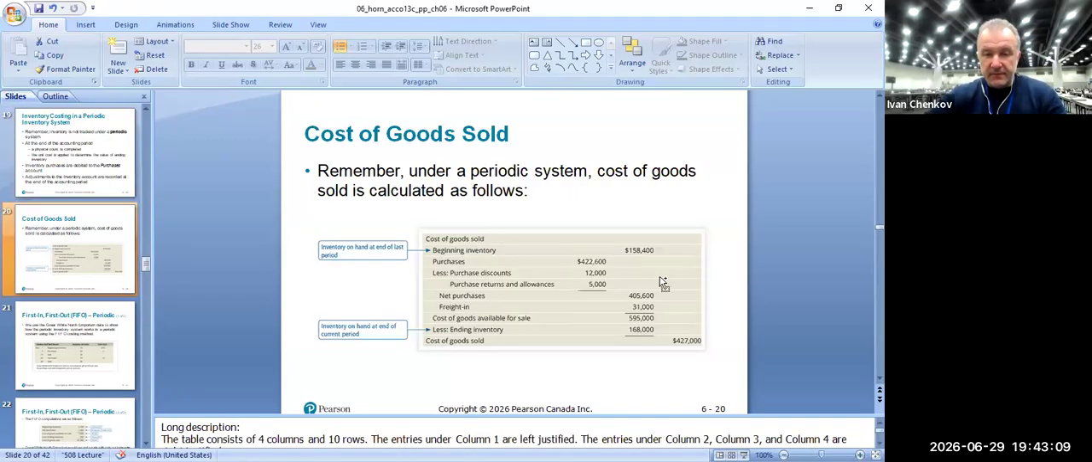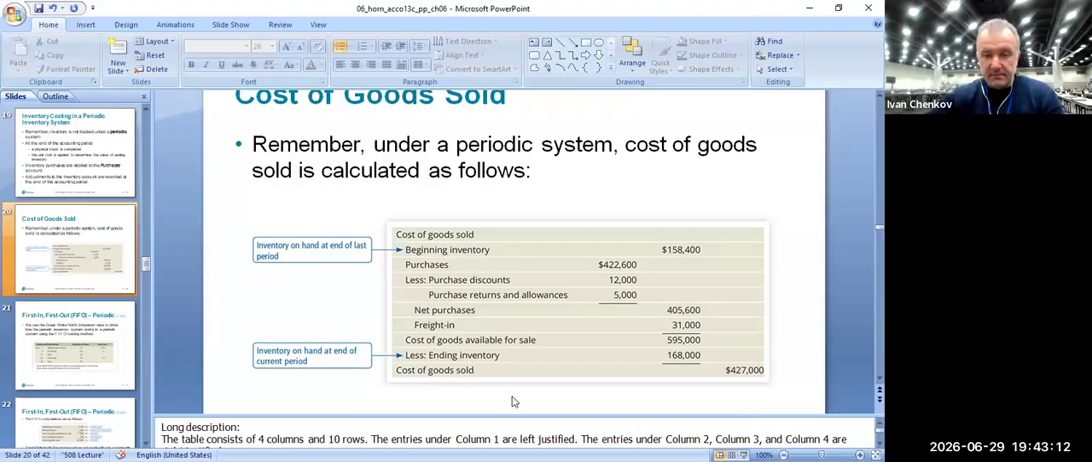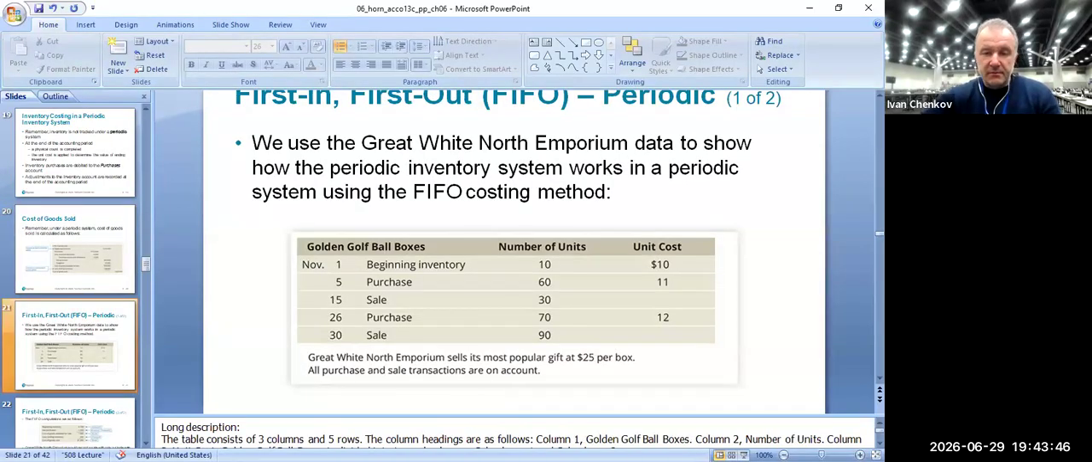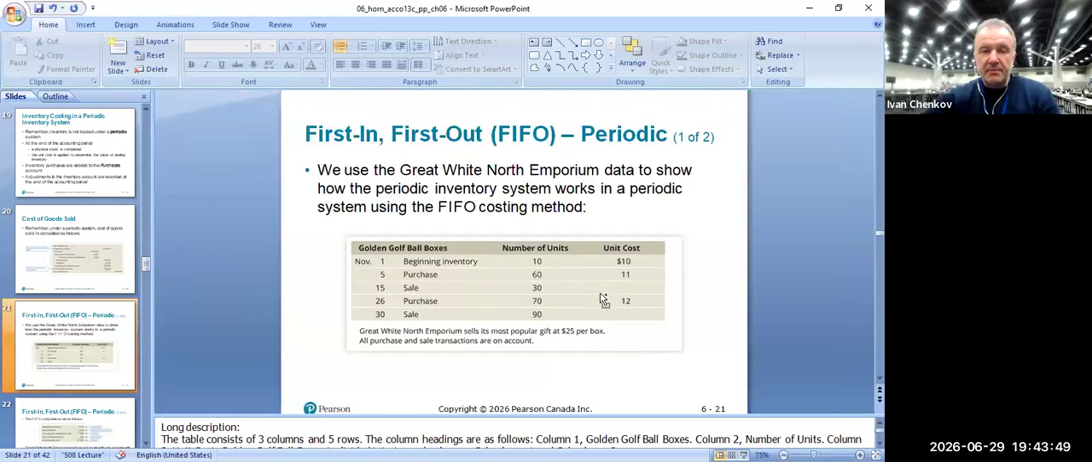So let's see how this is going to work in our example. First, let's remind ourselves that in the periodic system, we're not using inventory. We're using purchases, purchase discount, purchase return allowances, and freight in. Once we get the beginning inventory plus the purchases minus purchase discount minus purchase allowances, we're going to get the net purchases plus the freight in. We're going to get the cost of goods available for sale, less the ending balance, which we count, we're going to get the cost of goods sold. Let's go with our example and apply the first in, first out on the periodic system now.